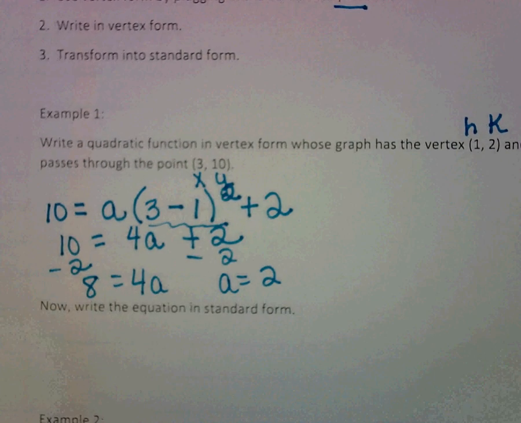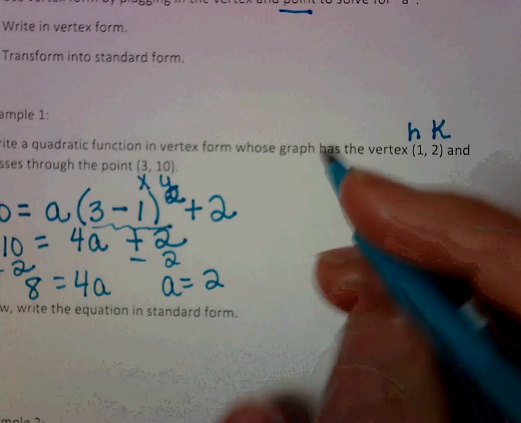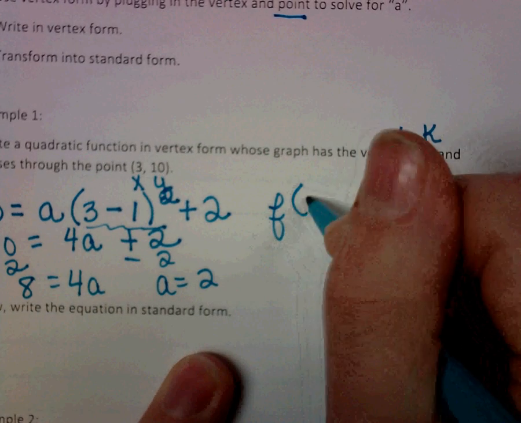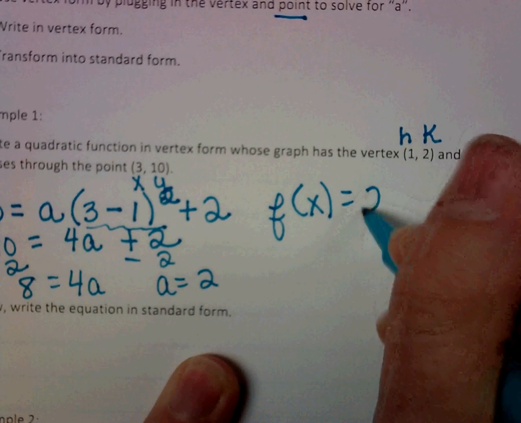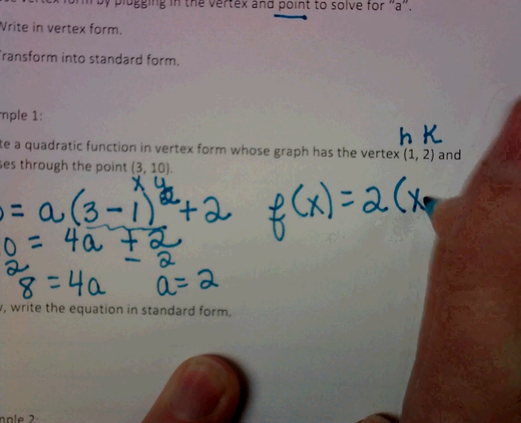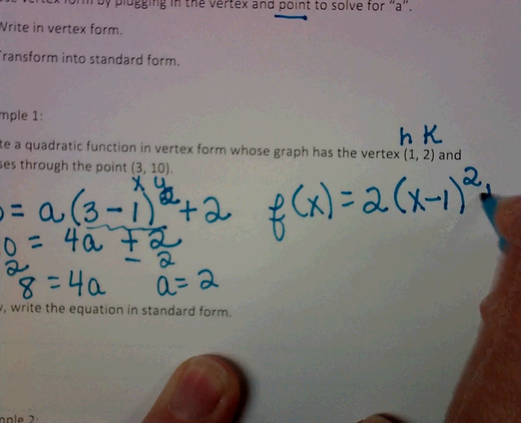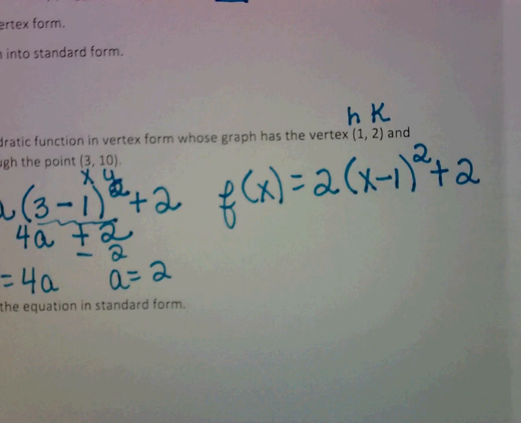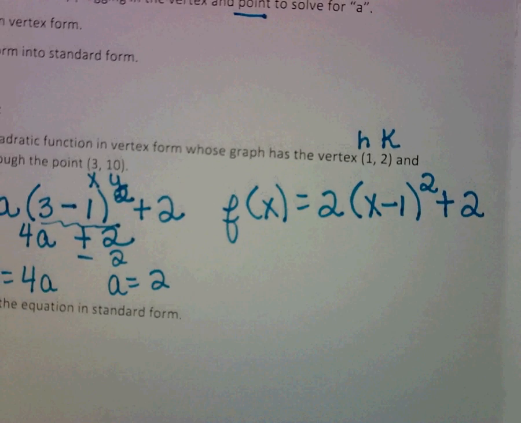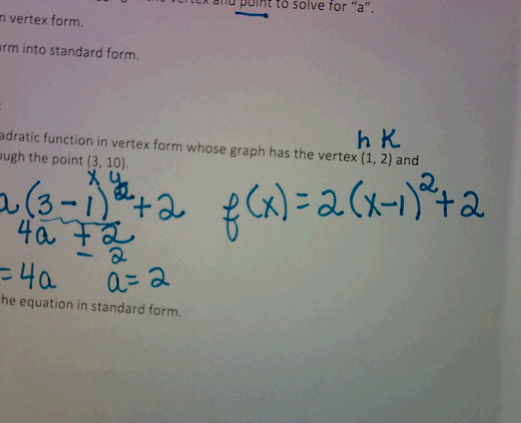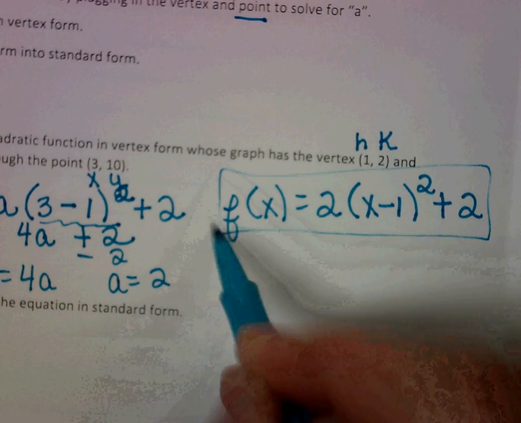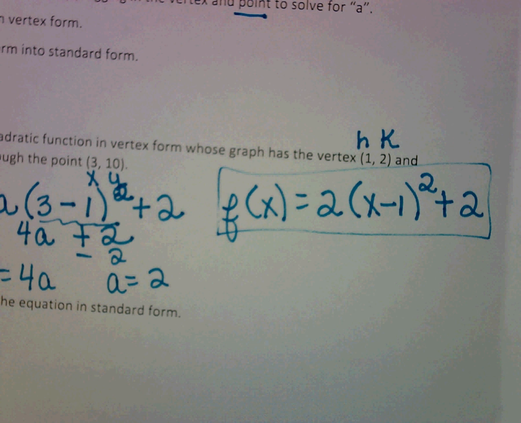So now that we know our a value, we're ready to write the equation in vertex form. So it would be f of x equals a, which is 2, times x minus 1 squared plus 2. So at this point, all I did was fill in our solved for a value and my vertex. And I want an equation that represents this whole graph. And so that would be vertex form. So now to write it in standard form, we have to take that same equation and we have to evaluate it and we have to rearrange it.